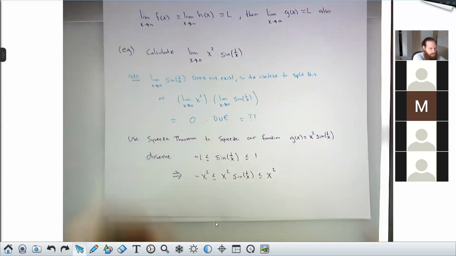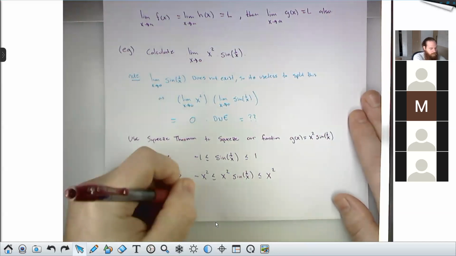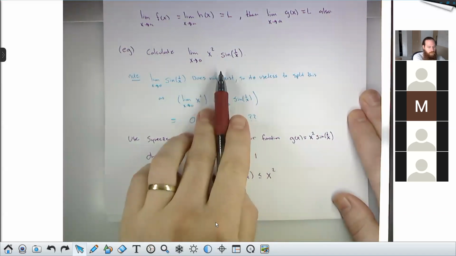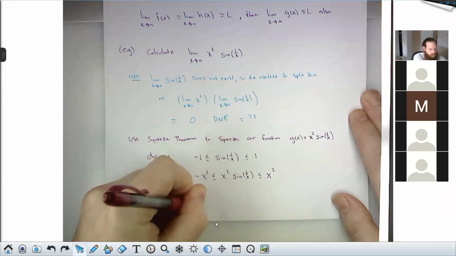Now here's the magic. We take limits everywhere. Remember, limits obey inequalities. I want the limit as x goes to 0 of this function. That's my goal. So let me take the limit as x goes to 0 everywhere in this expression.